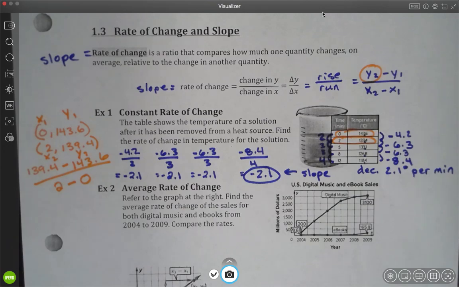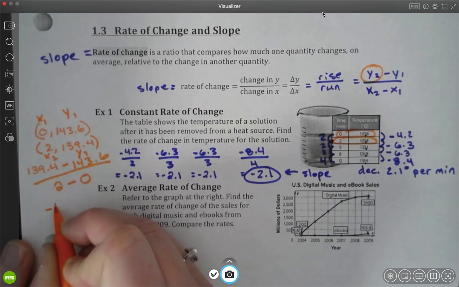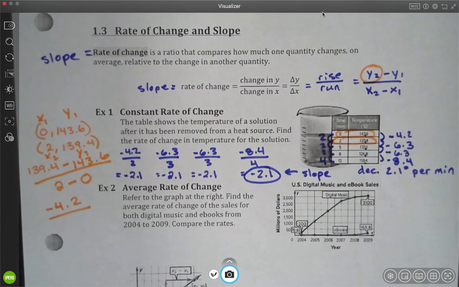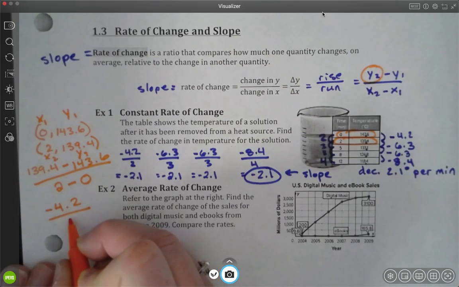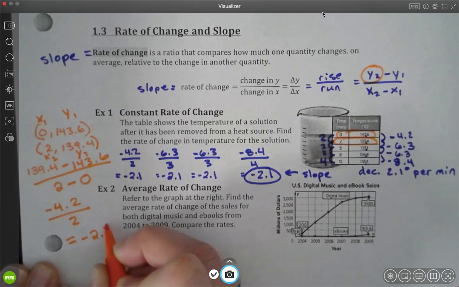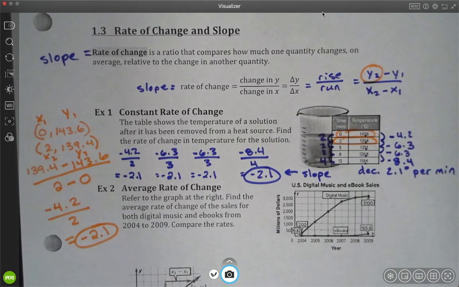Okay? All right, so if I subtract 139.4 minus 143.6, that is negative 4.2 all over 2 minus 0, which is 2, and we said that that was negative 2.1. So looking at the table, we did rise over run, or we can do y2 minus y1 over x2 minus x1, right? And get the same answer. You don't have to do both, obviously, because we got the same answer. But I'm just showing you, logically, you can look at this table and say, hey, we're going down 4.2 in 2 minutes. That's going down 2.1 in 1 minute, right? Or you can do y2 minus y1 over x2 minus x1. Does that make sense? You have options now.